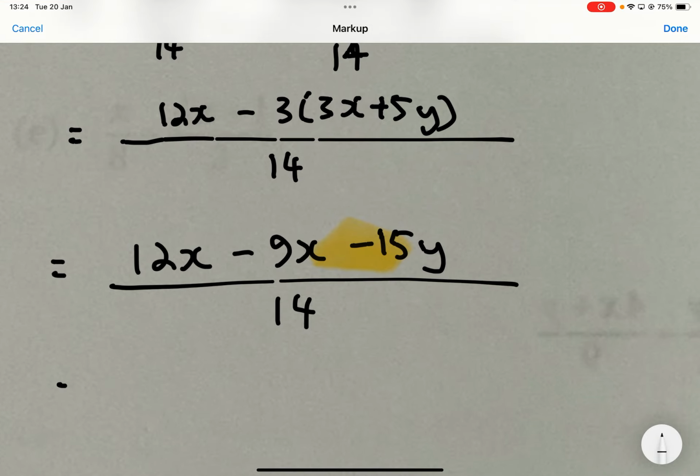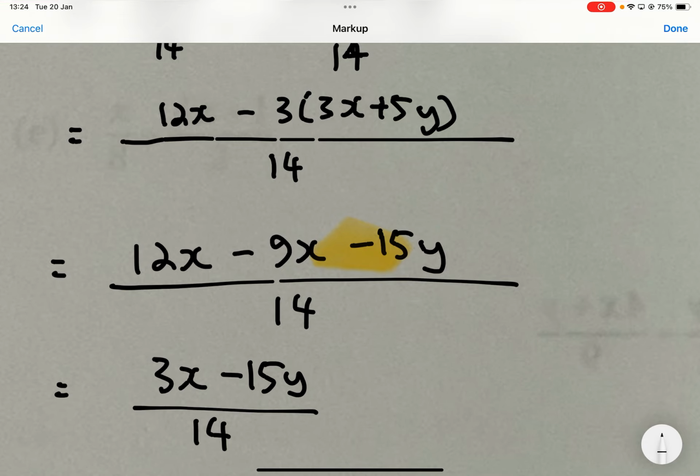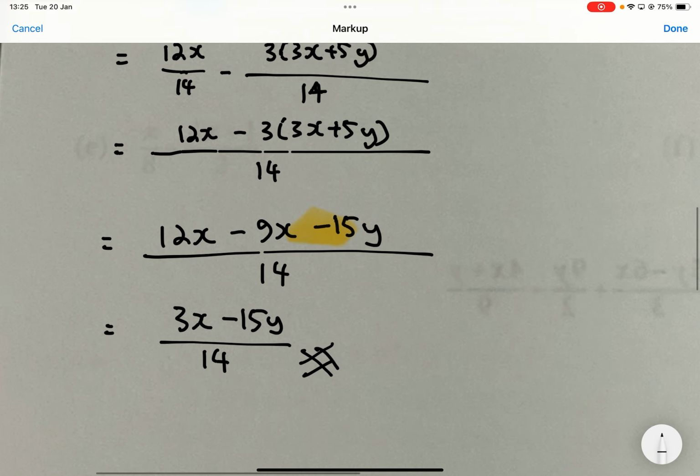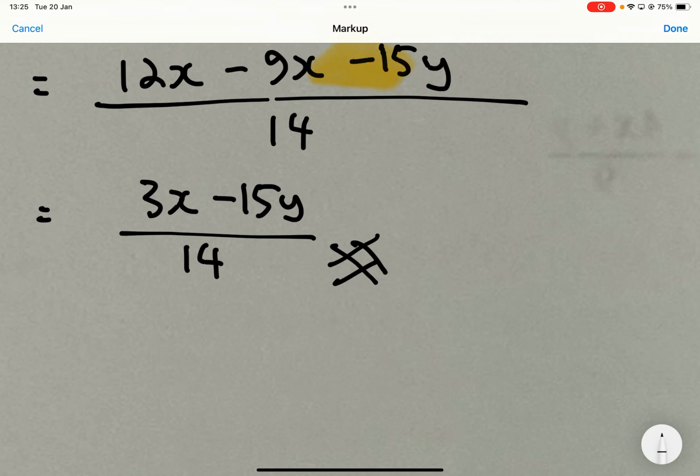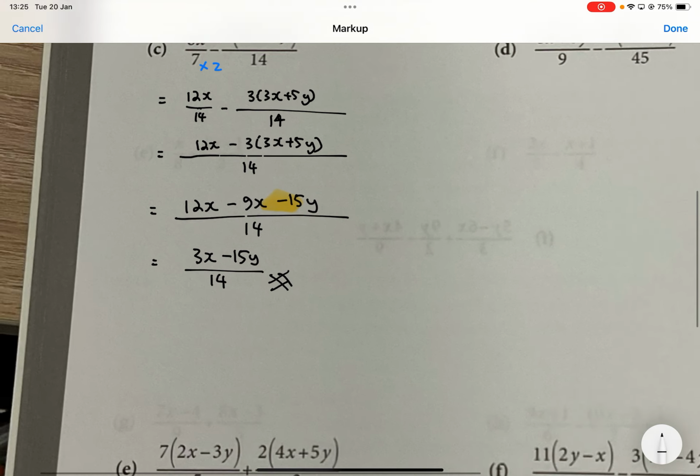Okay? 12x minus 9x, still have 3x, minus 15y. Okay? So you are able to change this sign, you are better than 80-90% of the students already.